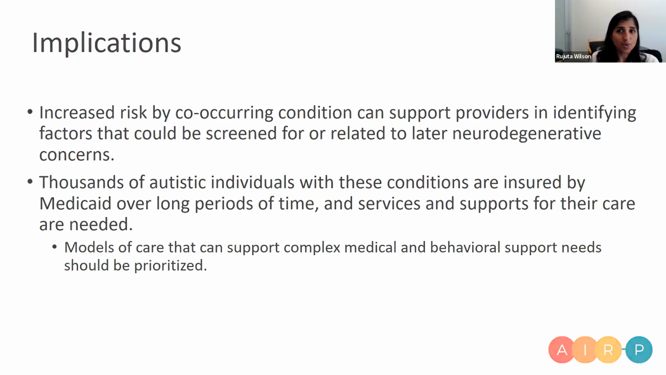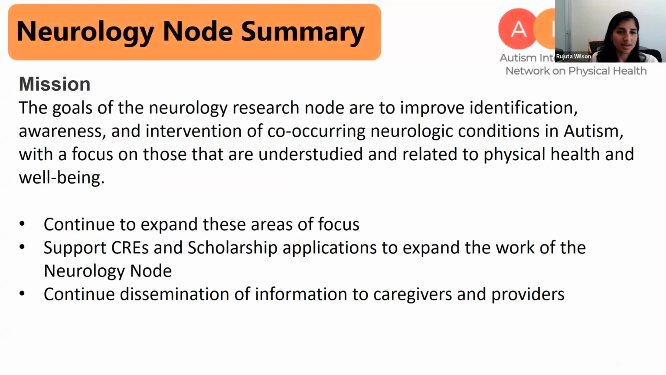So with that, I'm actually going to go ahead and summarize for our neurology node. Again, going back to our mission, which I showed, the goals of the node are to improve identification, awareness, and intervention of co-occurring neurologic conditions in autism, with a focus on those that are understudied and related to physical health and well-being. We plan to continue to very much expand these areas of focus, and I look forward to presenting that updated data to all of you.